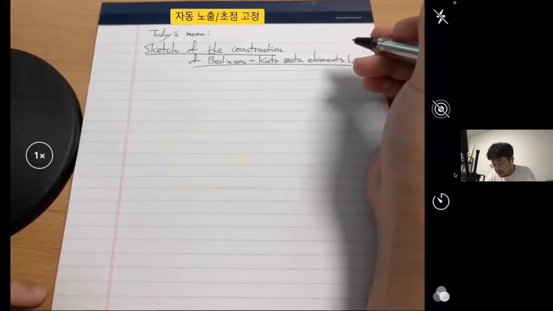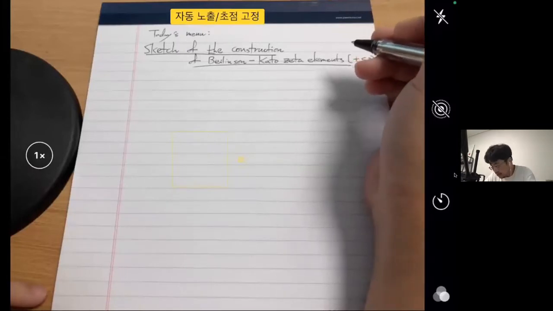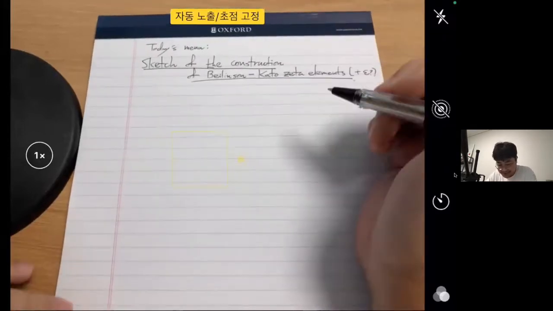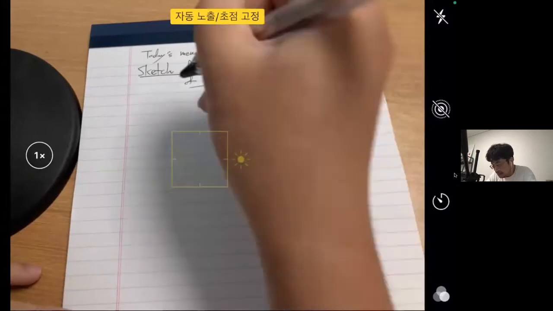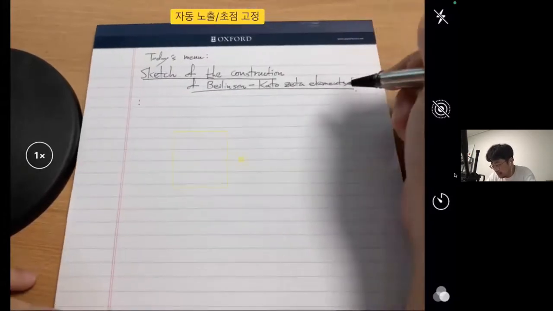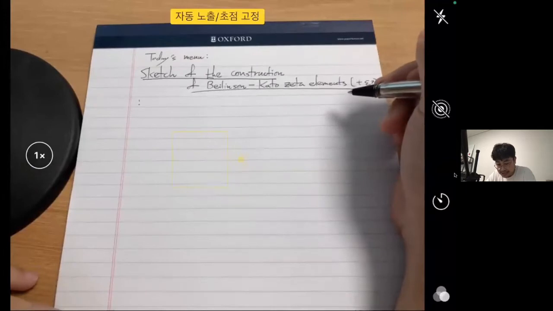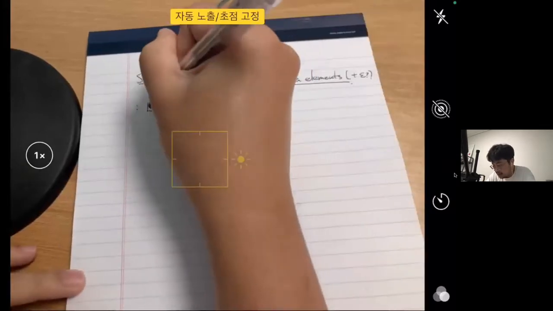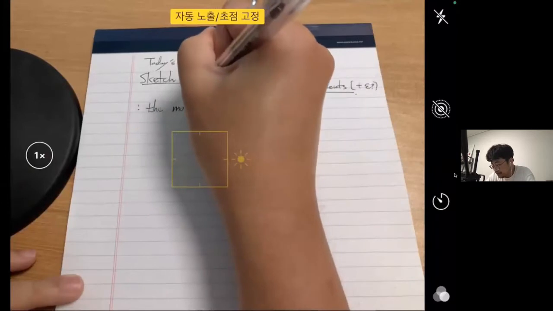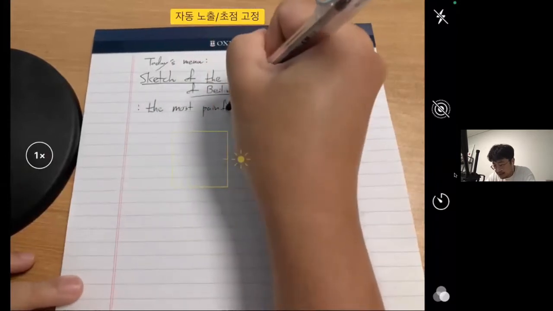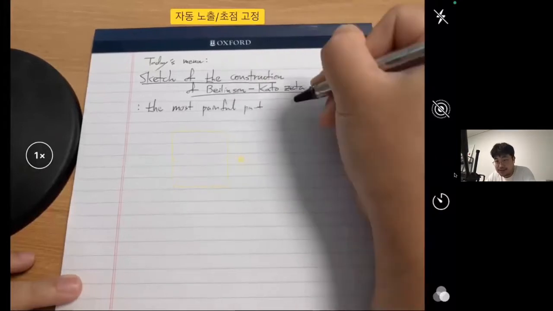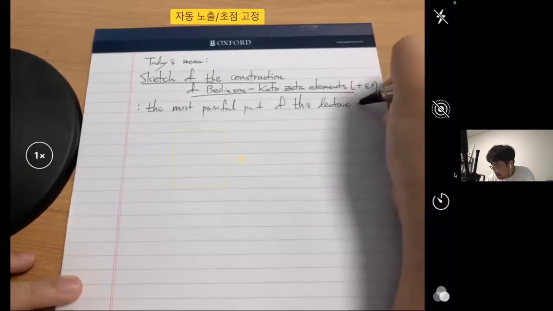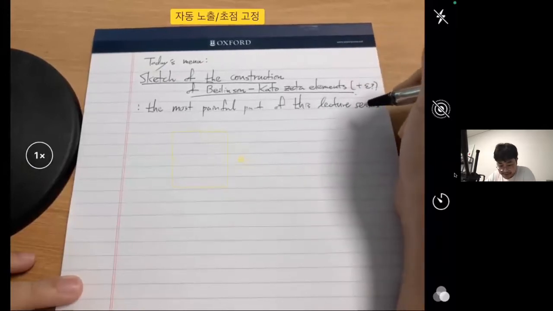So the last lecture will be mostly painful for you, unfortunately. What I want to do today mainly is to sketch the construction of the Beilinson-Kato zeta element. This is maybe the most painful part of this lecture series, because it's quite complicated and involved.